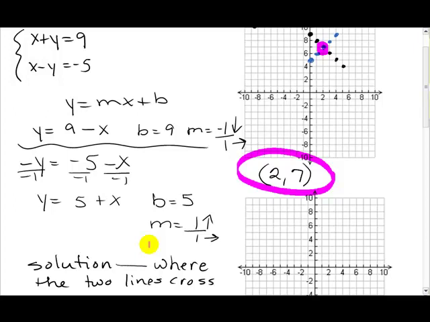Okay, I'm going to pause this a minute and move my graphs down a little bit so it'll look different when you come back on here in just a minute.